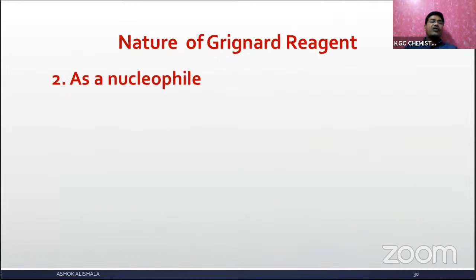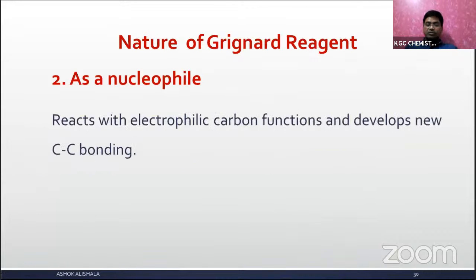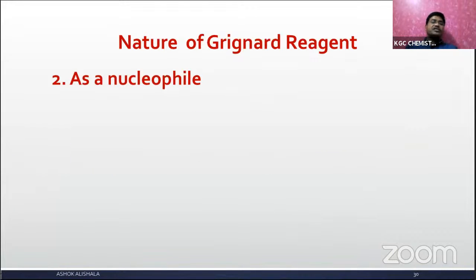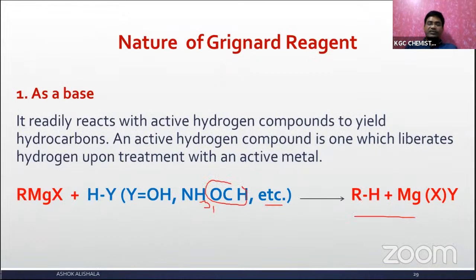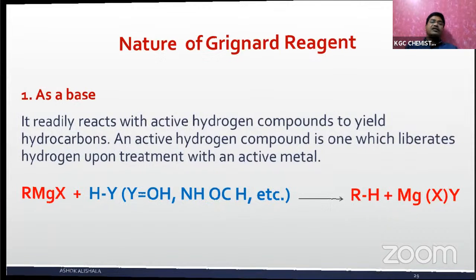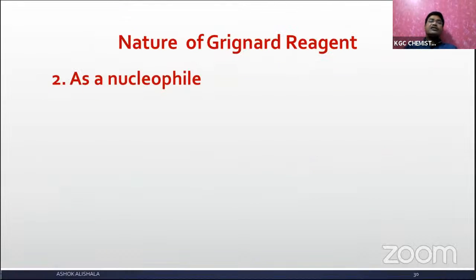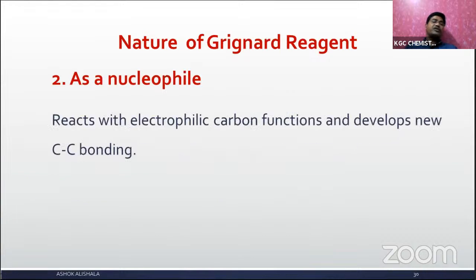Now let us see how it acts as a nucleophile. This is very, very important. In organic chemistry, the reactions involving the Grignard reagent as a base are very few. But the reactions where the Grignard reagent is acting as a nucleophile are far greater in number. These are very important reactions. When Grignard reagent is used as a nucleophile, a new carbon-carbon bond is developed. For making a new carbon-carbon bond, we use a Grignard reagent.